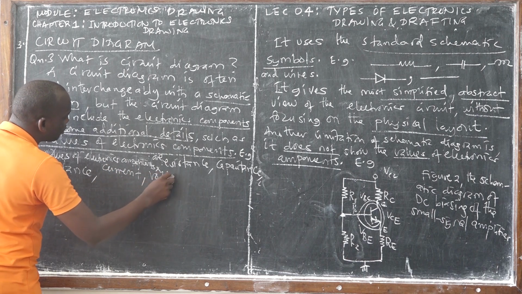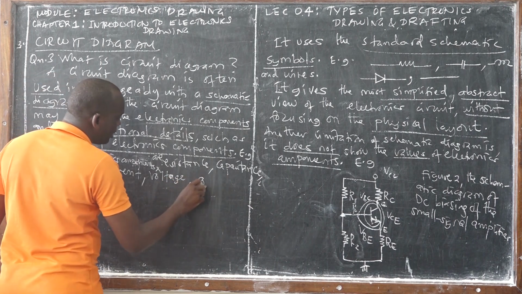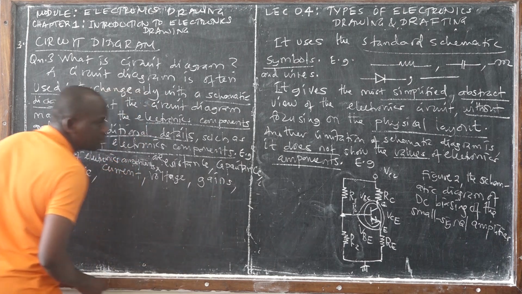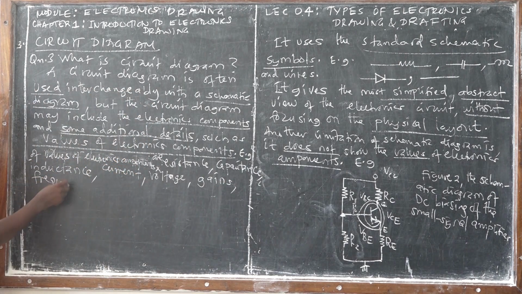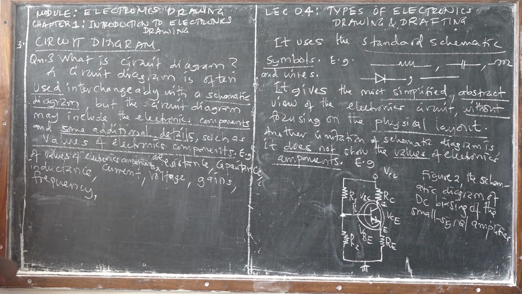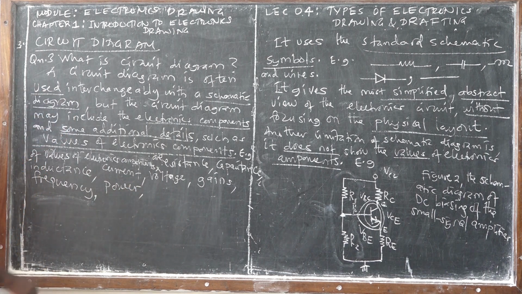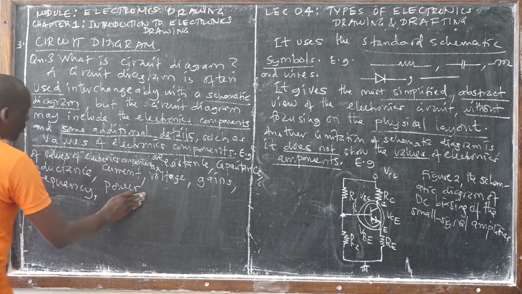Current, sometimes it can show voltage, and it can also show gain. Another electrical property is frequency. Sometimes you may see the values of frequency of maybe a signal generator of the particular system. And then another parameter, power. It can show power. Another parameter, et cetera, et cetera.